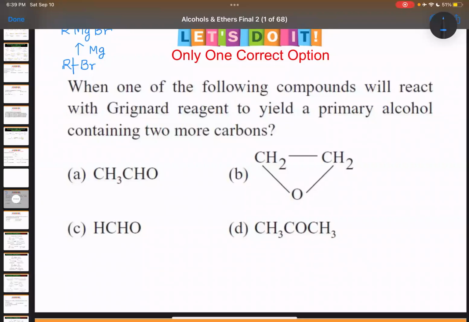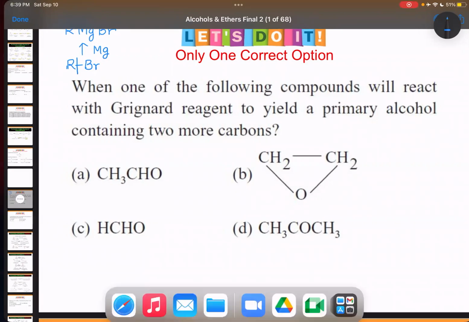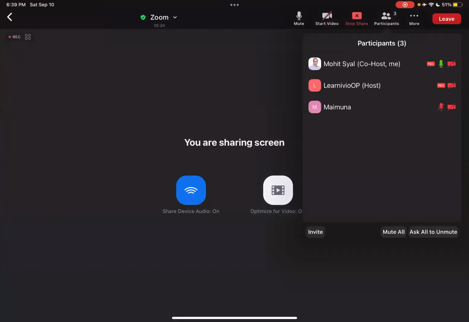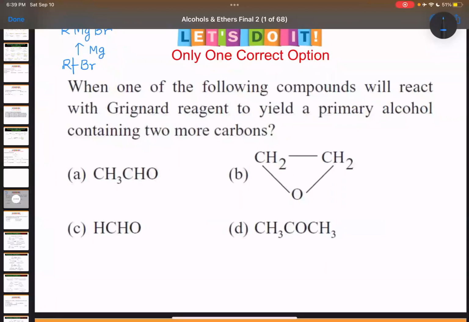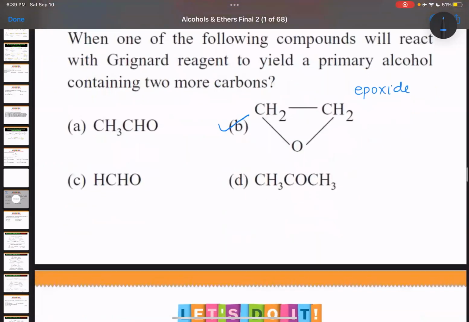So 2 more carbon atoms, where you will have 2 more carbon atoms. That is going to be, yeah, the answer is going to be option B. And this is a cyclic ether known as epoxide. Okay, epoxide.